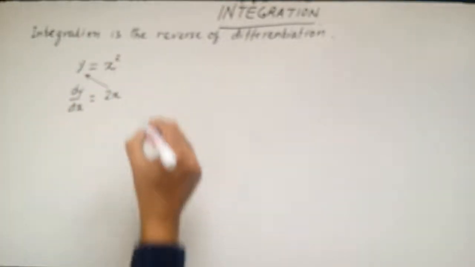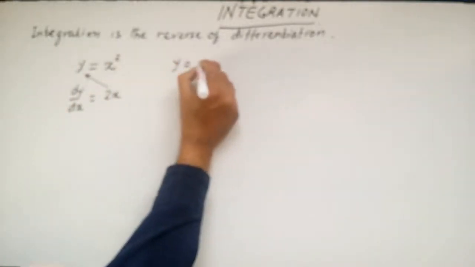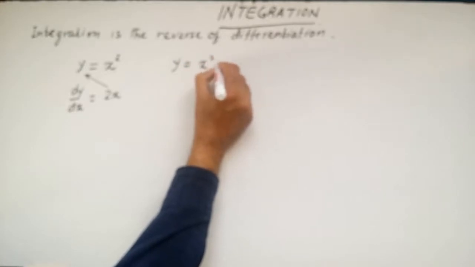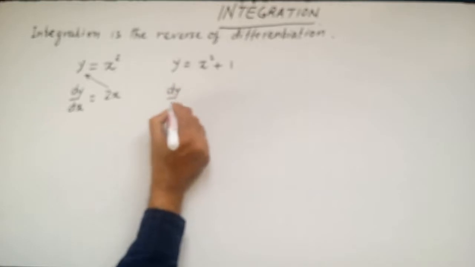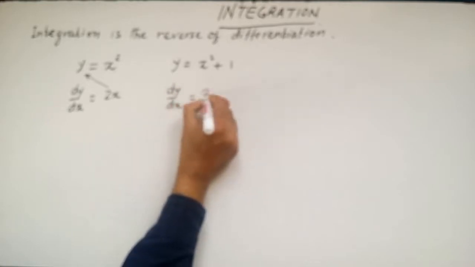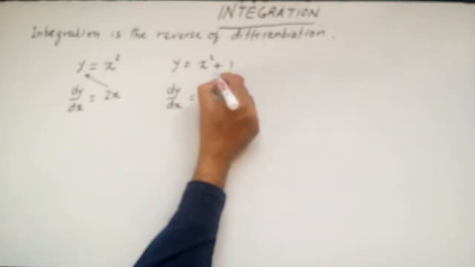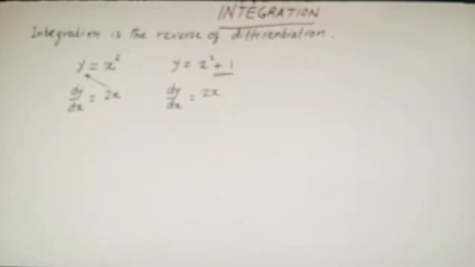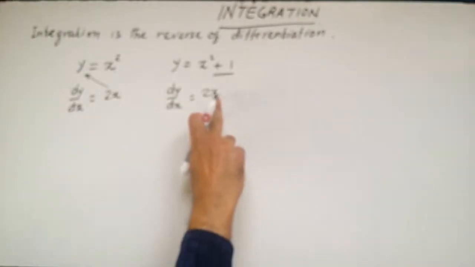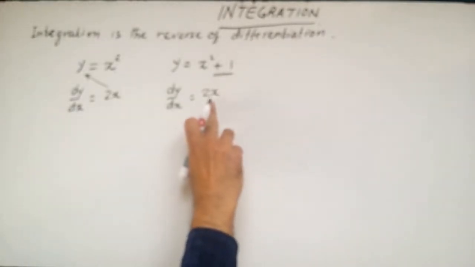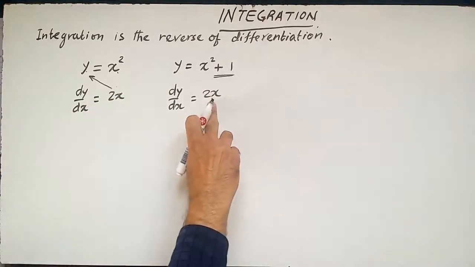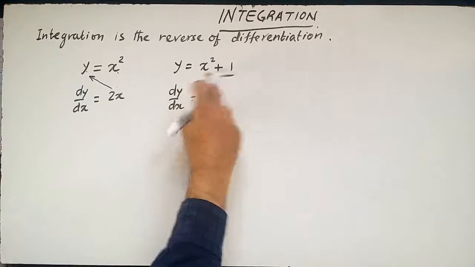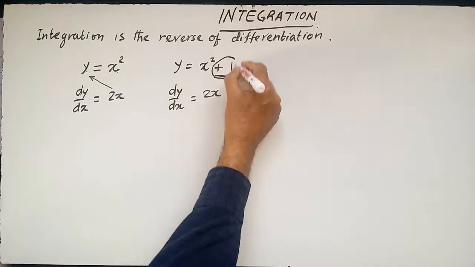Now, let's take another one. y is equal to x squared plus 1. Here also dy by dx is equal to 2x, because the differentiation of 1 we found out was 0. If we integrate 2x again, we are going to get x squared. So where will the 1 go?